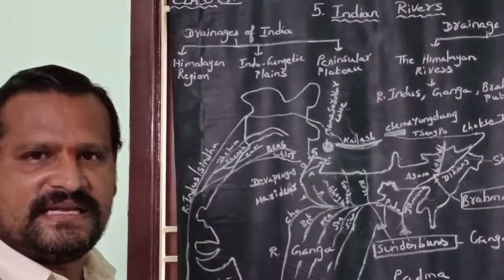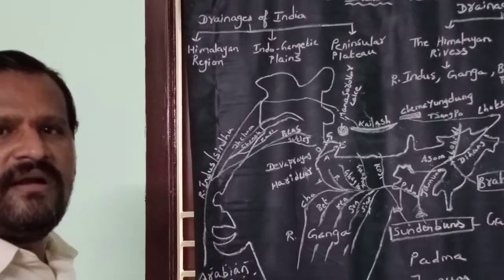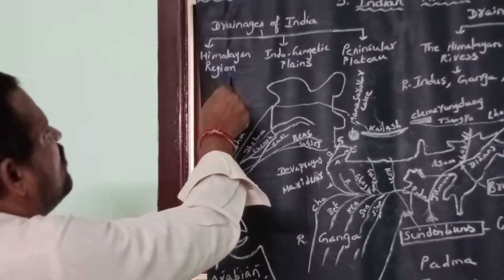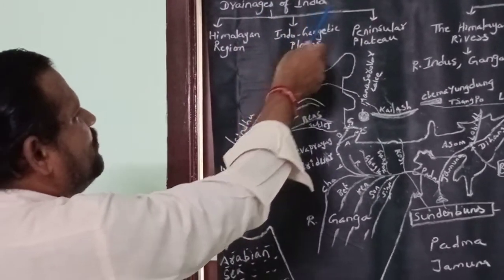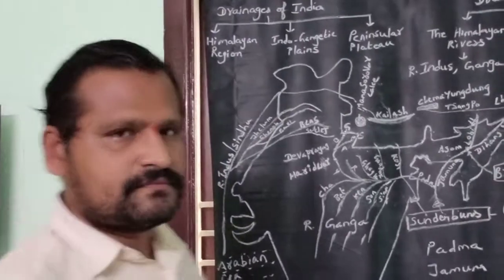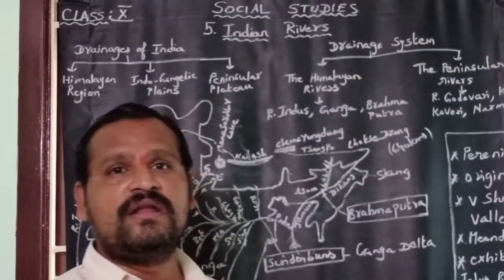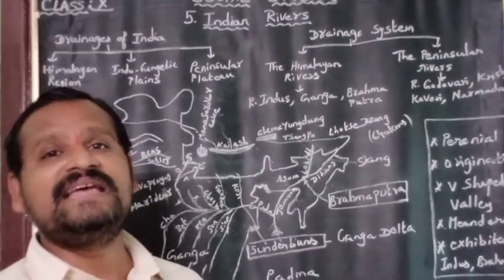Same thing I'll explain in English language now. The drainage system of India is evolved and adjusted itself with the evolution of three physiographic units such as Himalayan region, Indo-Gangetic plain and peninsular plateau. In India, drainage system in Telugu is called Jala Vyavastha. In Telugu we call Bharat Desham Oka Jala Vyavastha.